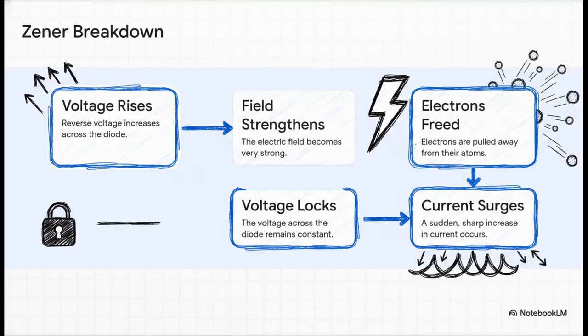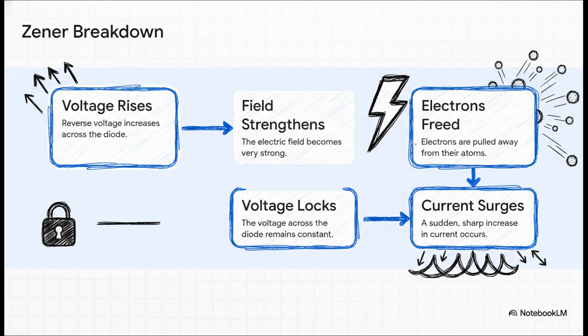So let's walk through what happens step by step. As you start pushing that reverse voltage higher, the electric field inside that super thin depletion region gets incredibly strong. I mean, so strong, it literally starts yanking electrons right out of their atoms. This creates a sudden flood of current flowing backward, but here's the magic. Even with all this current rushing through, the voltage across the diode itself stays completely locked in place.